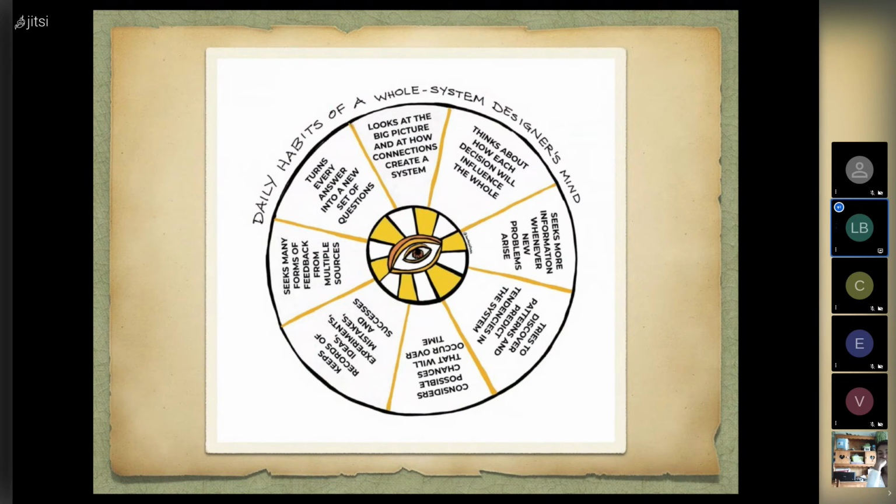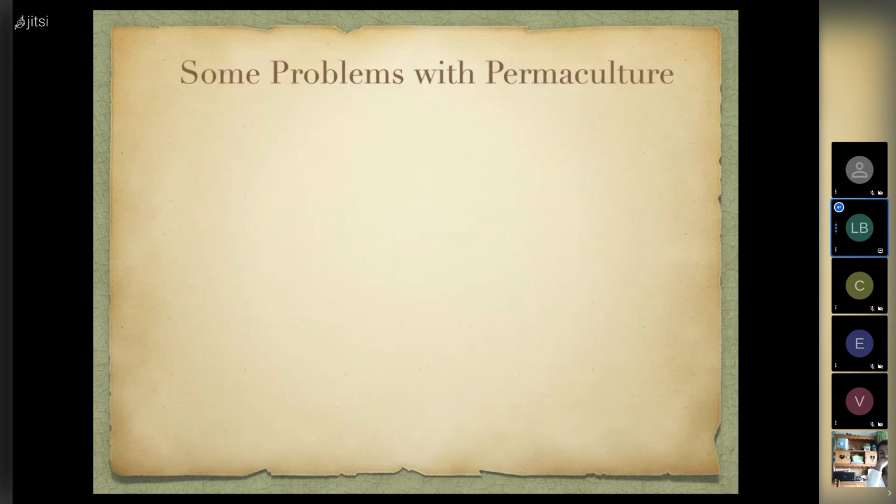So I just think things like this in permaculture are really useful for people who want to cultivate a designer's perspective or a designer's mind. I find them really empowering, actually.